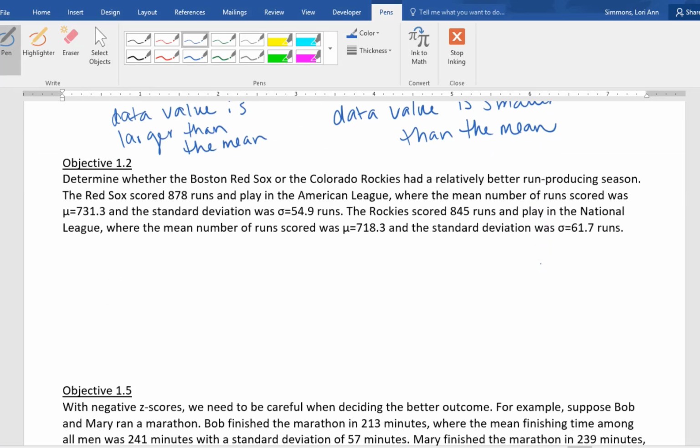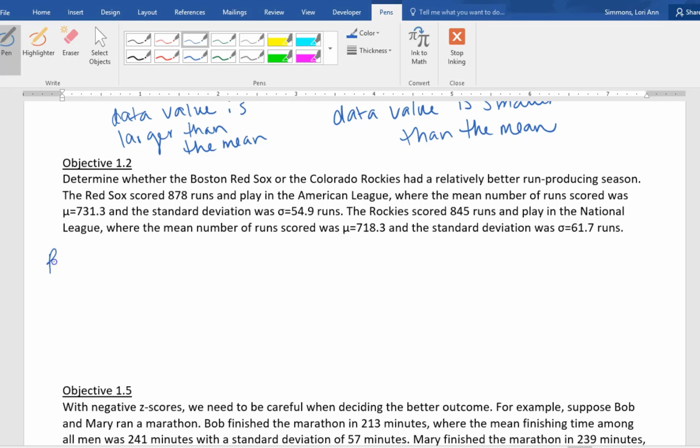Let's look at an example. Determine whether the Boston Red Sox or the Colorado Rockies had a relatively better run-producing season. The Red Sox scored 878 runs and play in the American League, where the mean number of runs scored was mu equals 731.3, and the standard deviation was sigma equals 54.9 runs. The Rockies scored 845 runs and play in the National League, where the mean number of runs scored was mu equals 718.3, and the standard deviation was sigma equals 61.7 runs.